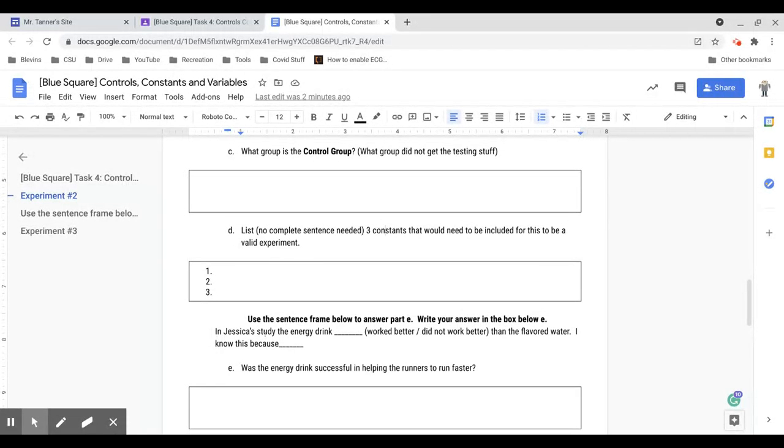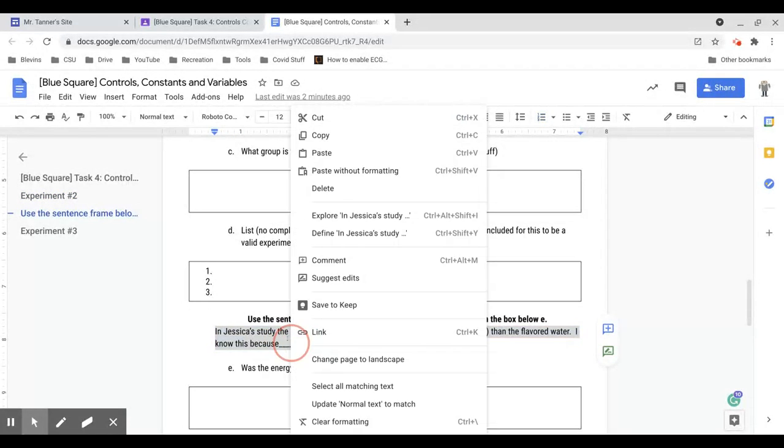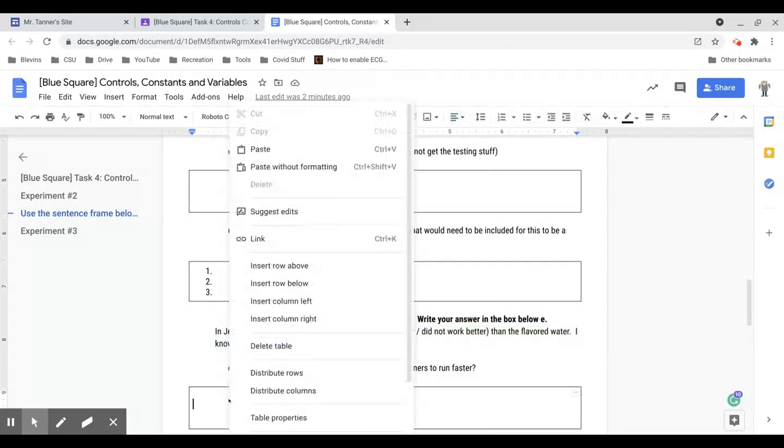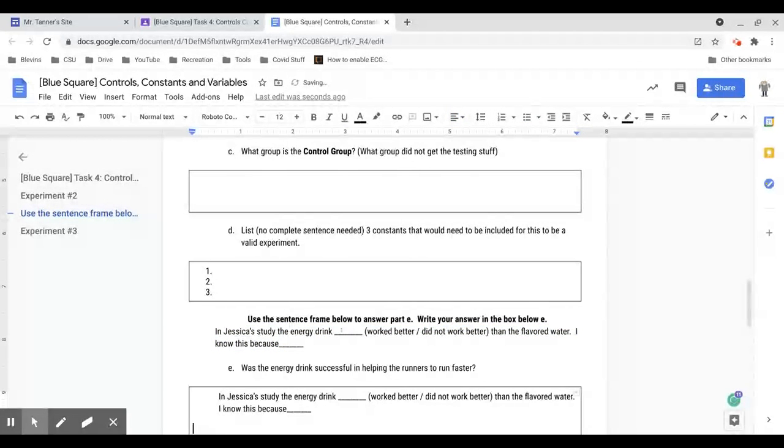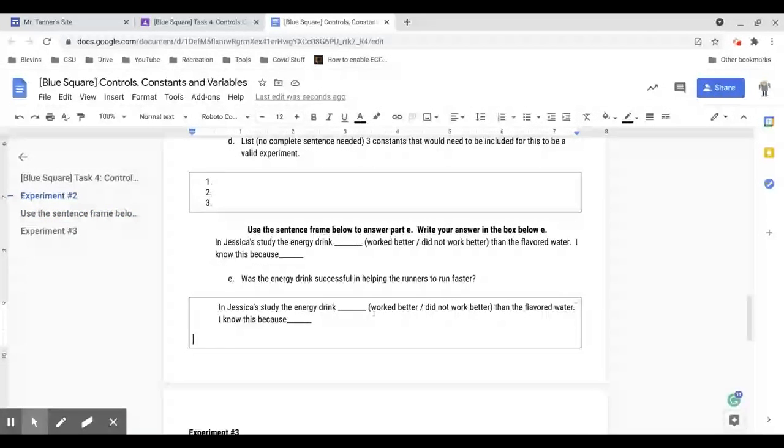And then finally is writing a conclusion for this experiment. I've included a sentence frame. The easiest way to do this is to copy the sentence frame into your answer box. If you just answer in the sentence frame, I won't see it. You need to put your answer in the box, and then you can fill it out from here.